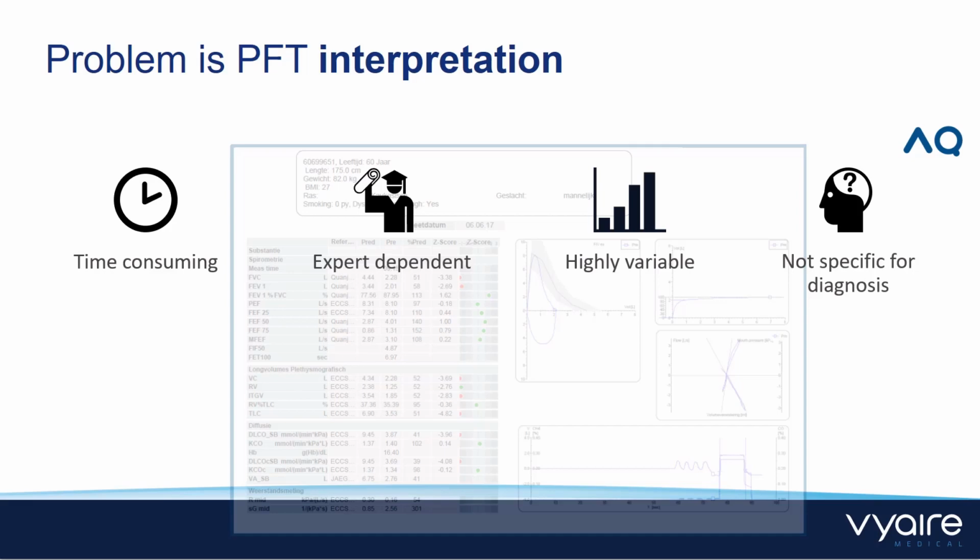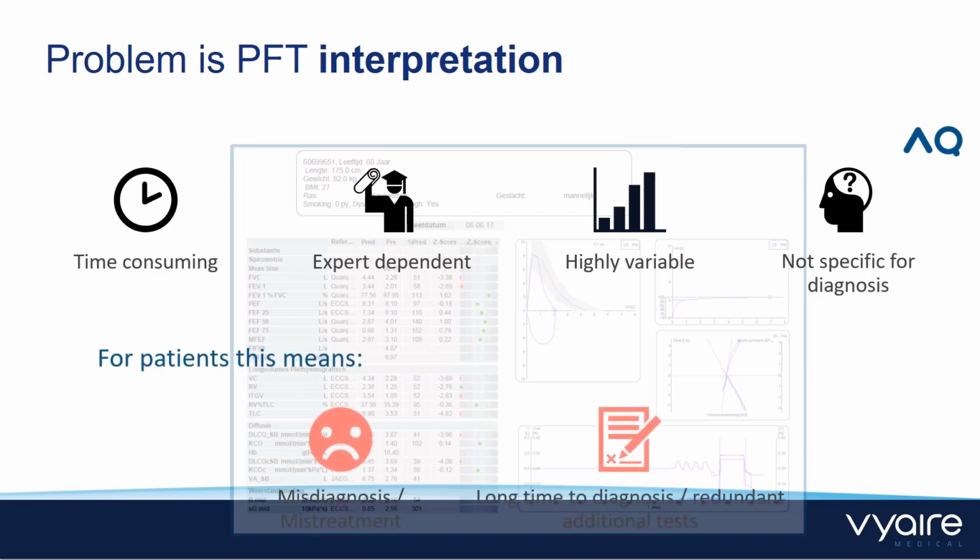For the patient, this means it can take a long time until a diagnosis is reached, involving redundant additional tests. Some patients might even get misdiagnosed and given the wrong treatment before achieving their final diagnosis.